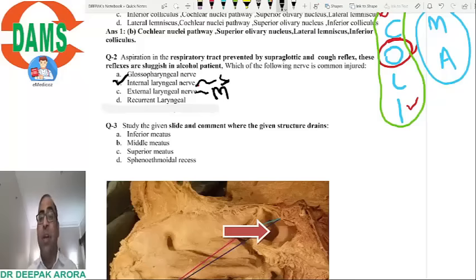So which is the safety nerve of the larynx? Just remember, the safety nerve of the larynx is your internal branch of superior laryngeal nerve. Option B is there. So this is an errata in the MCQ. Option B is the right choice. Always remember this. Question number 2, option B is the right choice.